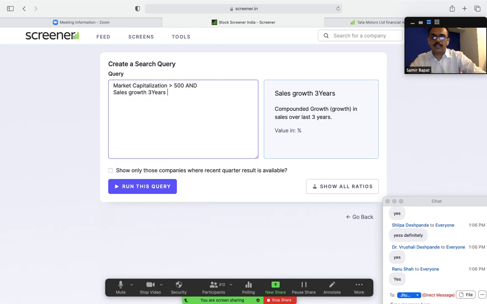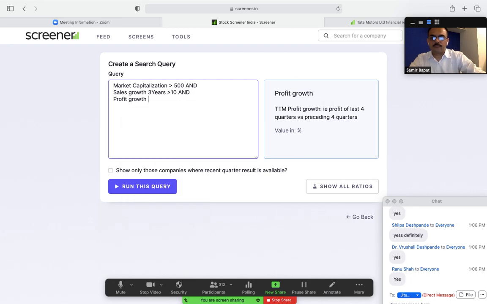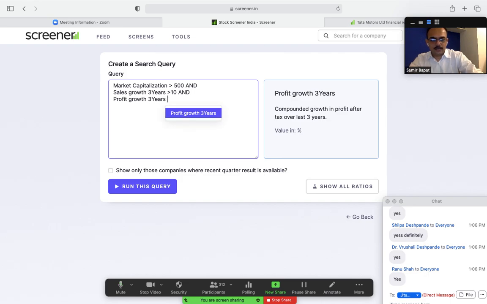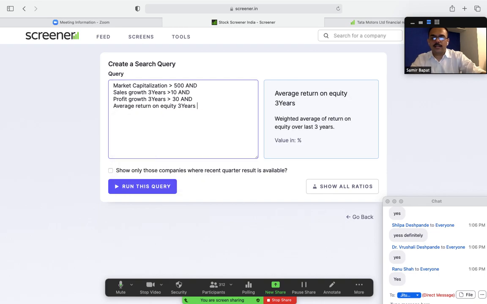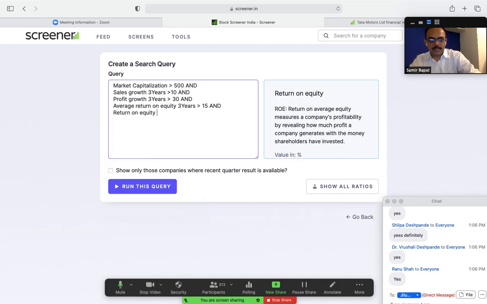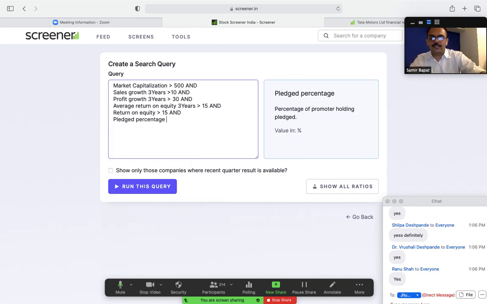Sales growth 3 years is greater than 10% year over year, and profit growth, oh sorry, profit growth 3 years greater than 30%, and we have ROE 3 years greater than 15%, and ROE for 1 year greater than 15%, and pledged percentage equal to 0.